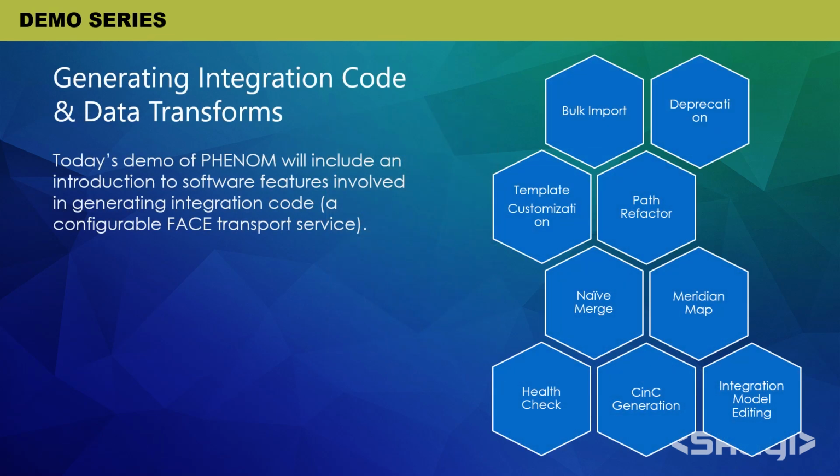Today, as I mentioned, we will be talking about generating integration code. And Sean is going to be taking us through a number of different features within Phenom, including bulk model import, deprecation, our template customization, path refactor, naive merge, and a quick look at the meridian map at one point. We'll be looking at the health check, which we've looked at in past demos, but we're going to be using it a little bit differently in some cases here.